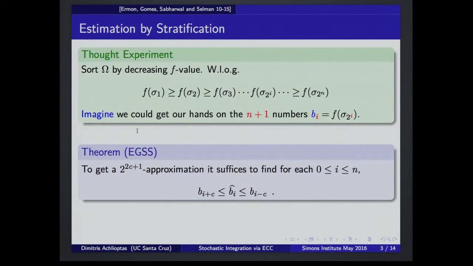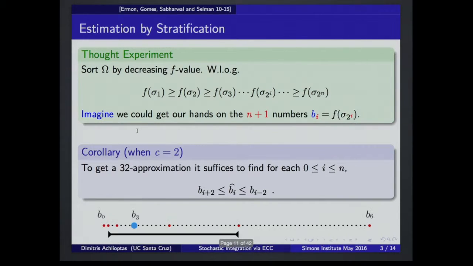So for example, if we instantiate c to be 2, in order to get a 32 approximation of the partition function, it suffices to find for each i between 0 and n an estimate of b sub i which is between b sub i plus 2 and b sub i minus 2. So for example, for b3, if we can report any number in this interval, we're good. Are there any questions up to this point? Okay.